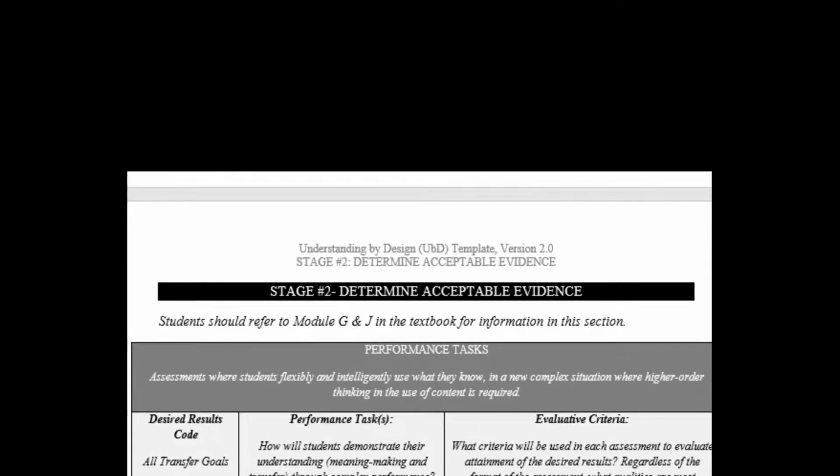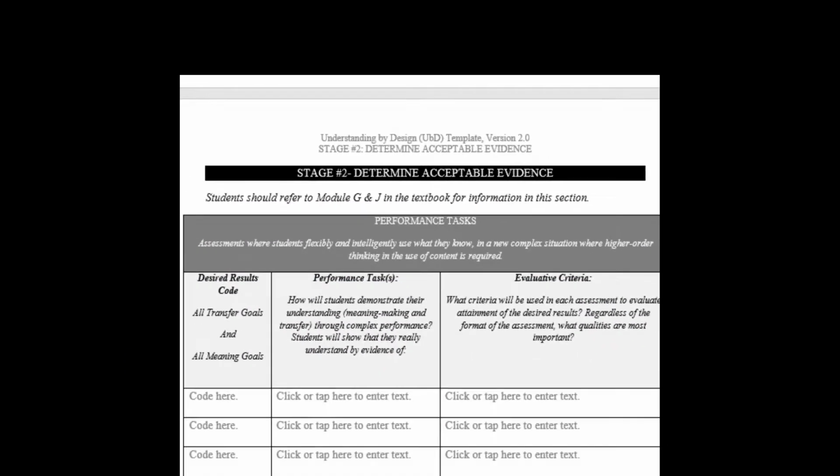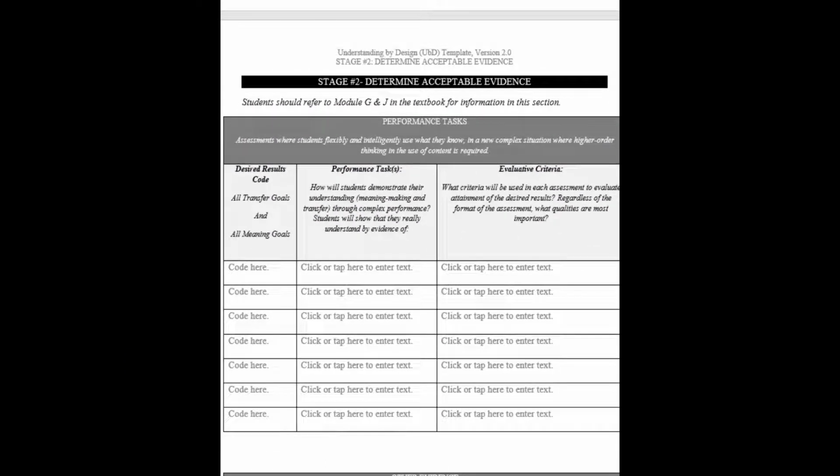Stage 2 is set up in 3 sections: the performance tasks, other evidence, and the grading rubric. Let's take a look at each section individually. In the first section, performance tasks, we are looking to develop assessments that actually get the student to do something. This allows us to judge if the student is able to transfer their understanding to a situation that perhaps does not fit what was provided in class.